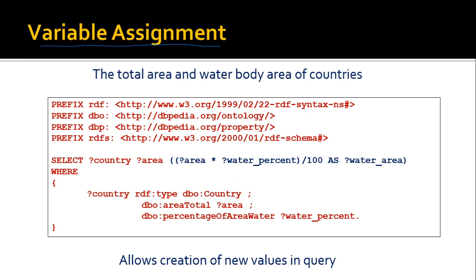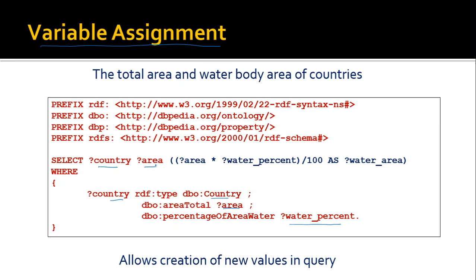So here we are trying to find the total area and the water body area of different countries, right? How can we achieve this? Basically, you are trying to find the entities that are of type country, and this country has a total area, and we have something like percentage of area water, and we are storing that in water percent. So this is the variable that will have bindings referring to the percentage of water area for different countries, right?